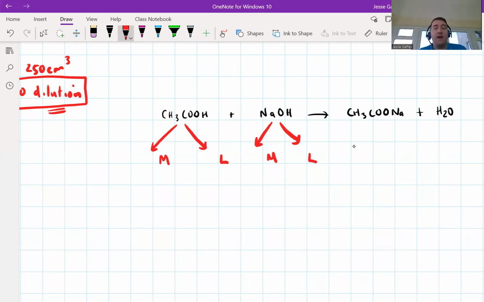By the way, at this stage we know the concentration of one of these and we don't know the concentration of the other one. So whichever one is the unknown concentration, you should leave it as a question mark, okay? So one of these should have a number, for example 0.5 molar, and one should be question mark molar. And then for both of these, you should have the volume that was used in liters.